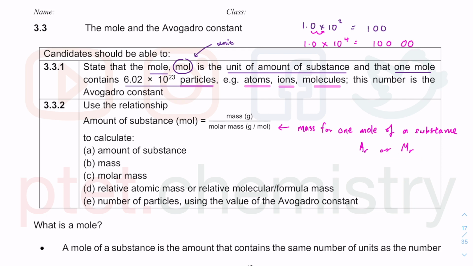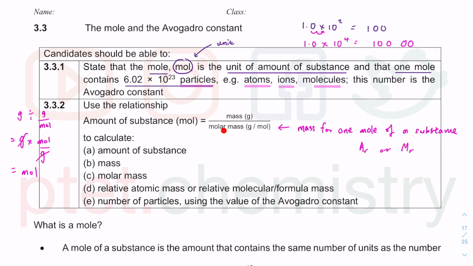Mass over Mr or mass over Ar was something you had done when we did empirical formula. As you could see, the units cancel each other out. Very important that you follow the units, because it's primary school mathematics. So what we're going to see here is this is giving us mole, which is basically what we want. Mole equals mass over Mr.